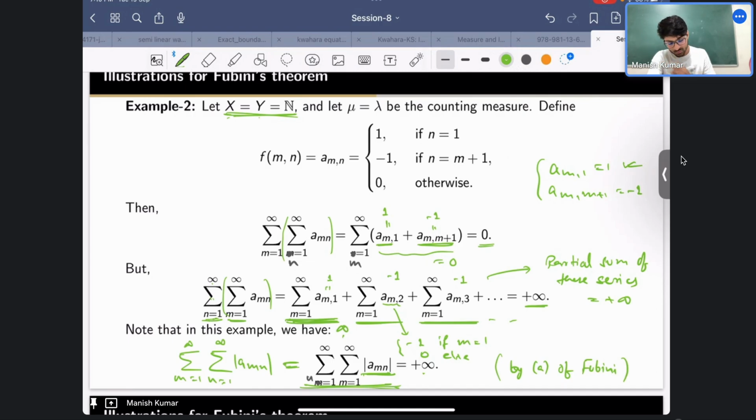So you can clearly see that this will be infinity, right? If you consider here also, then this will be mod, this will be mod, so it will be 2. Now you're summing 2 infinitely many times, so it will become infinity. So the main reason for these two not being equal is this one, that the summation of modulus is infinity.